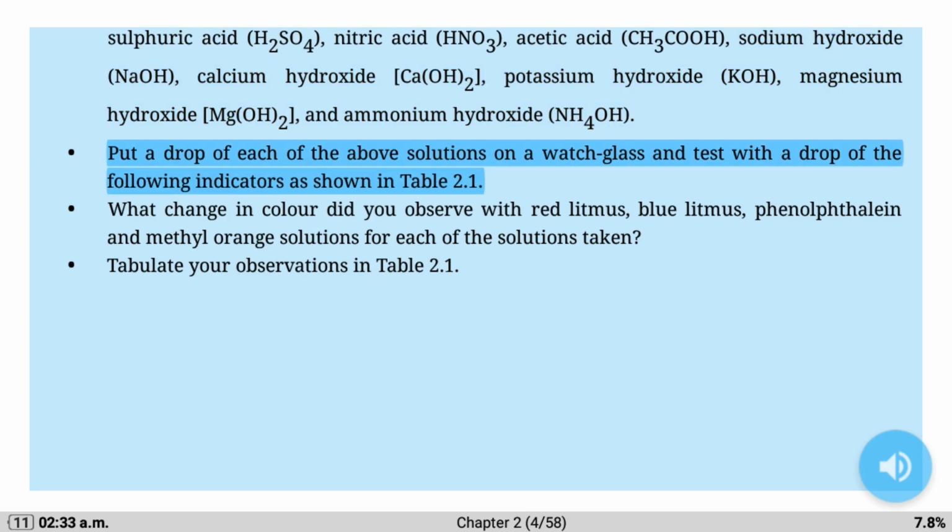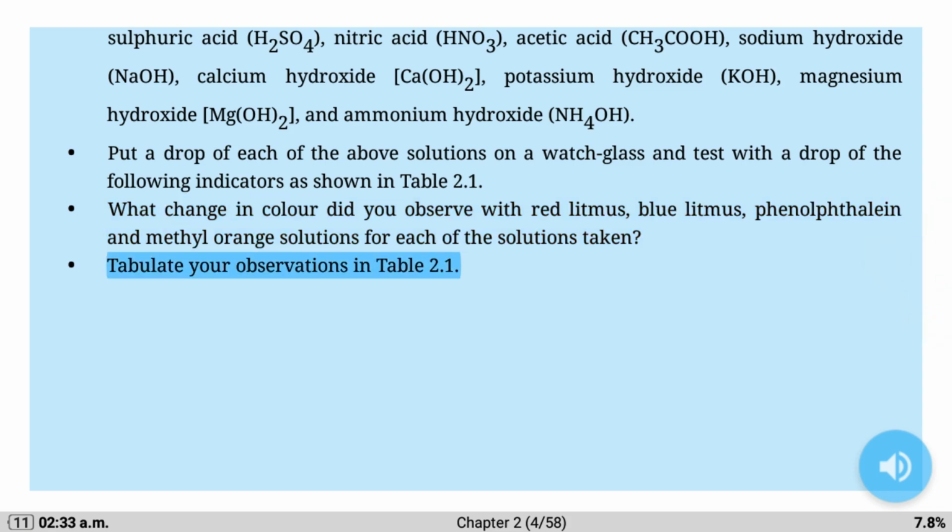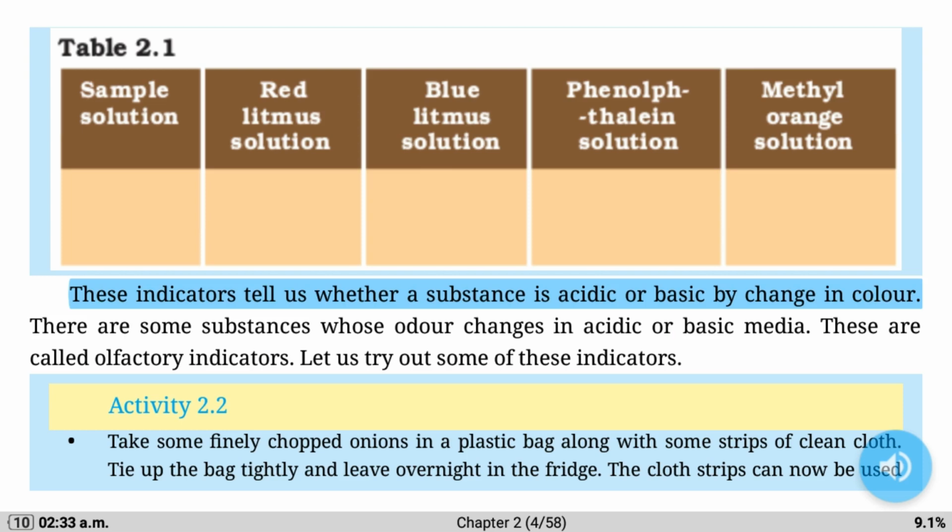Put a drop of each of the above solutions on a watch glass and test with a drop of the following indicators as shown in table 2.1. What change in color did you observe with red litmus, blue litmus, phenolphthalein, and methyl orange solutions for each of the solutions taken? Tabulate your observations in table 2.1. These indicators tell us whether a substance is acidic or basic by change in color.